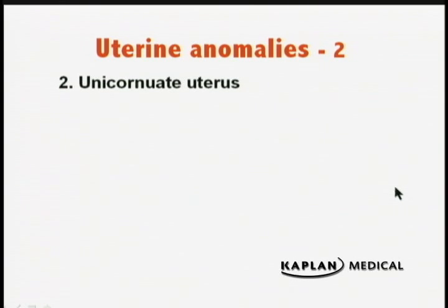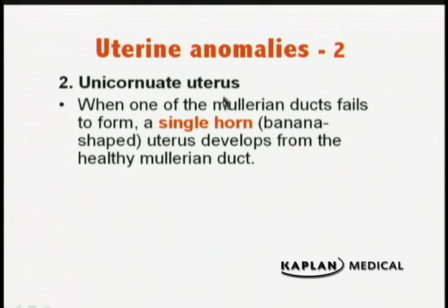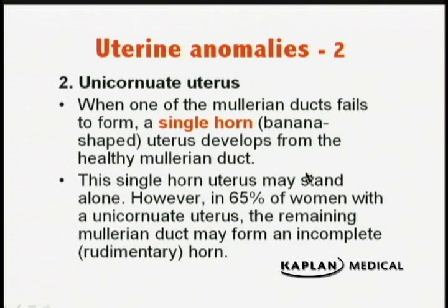Okay, uterine anomalies. Number 2, a unicornuate uterus. Number 1 was aplasia, where there was part of the Müllerian system that did not develop at all. Here we have one side that developed, but the other side didn't. When one of the Müllerian ducts fails to form, you have a single horn, sometimes called a banana-shaped uterus, that develops from the unilateral healthy Müllerian duct. Most of the time, the single horn may stand alone, but there may also be a remaining remnant of the Müllerian duct which may form an incomplete horn.